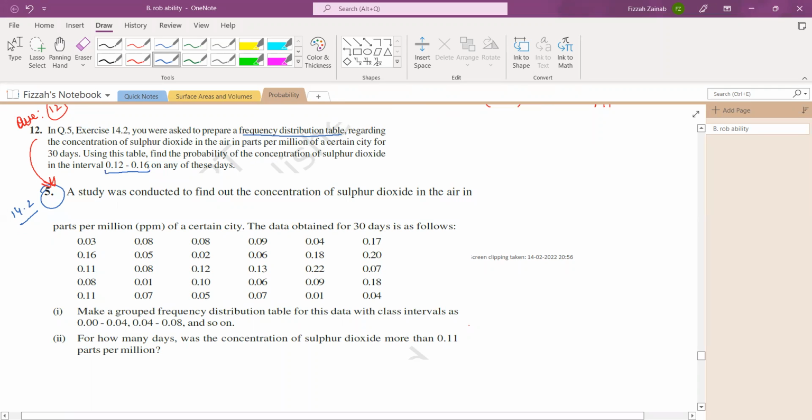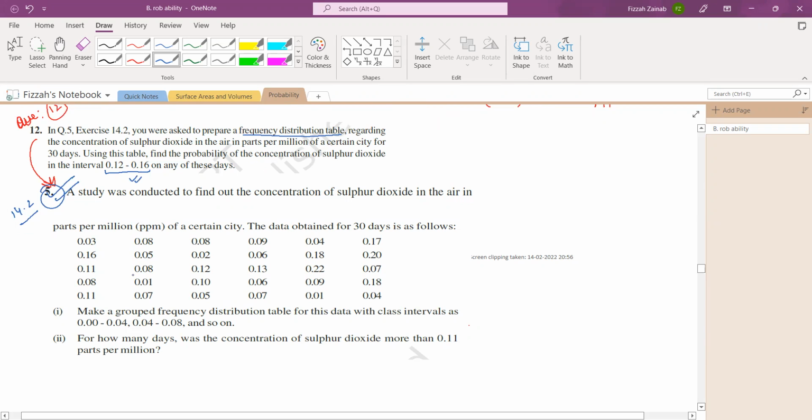So first of all, you have to create a frequency distribution table. Now, this was basically the original question, so we have to construct the table again. Then, yes, am I audible? Yes, ma'am. Okay, so in this interval, we have to find.